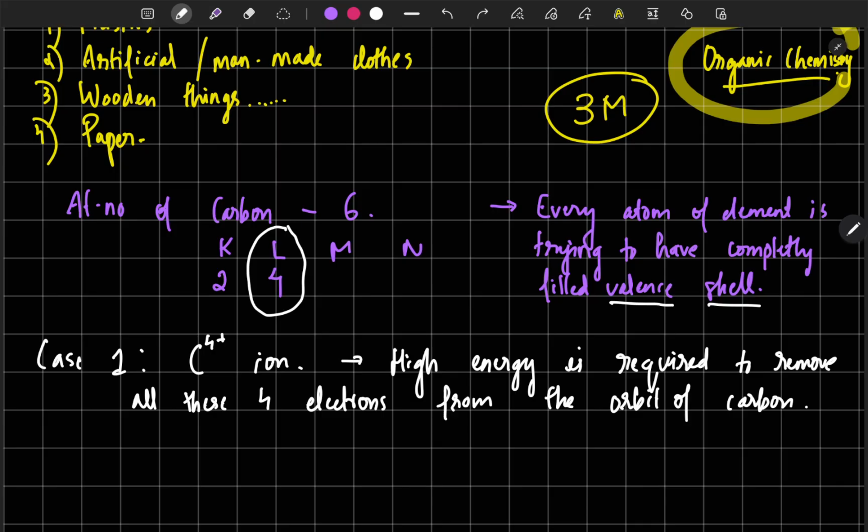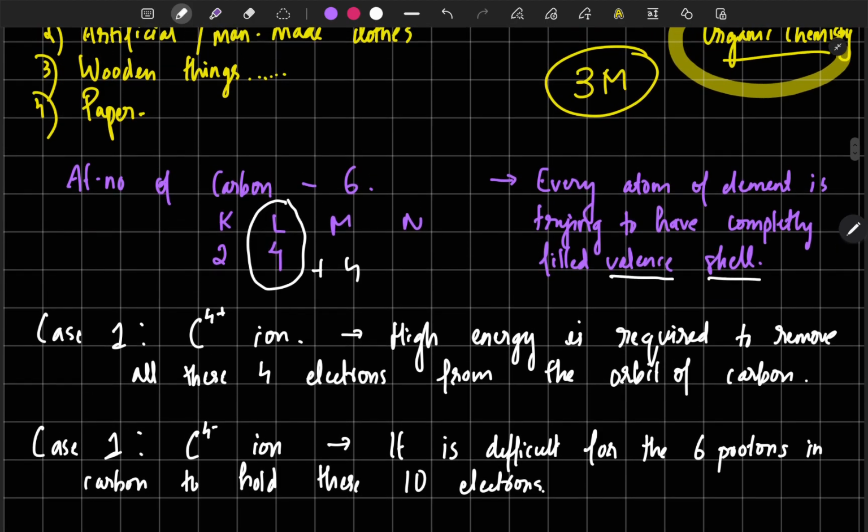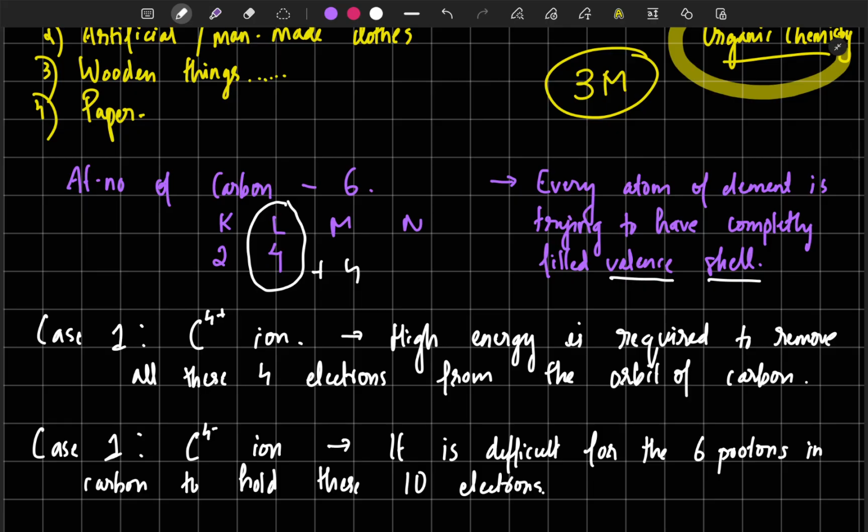Now case 2: carbon can also accept 4 electrons, and become 2,8, right? Carbon can take 4 more electrons from outside, then it will become a C4 minus ion. But here is also another problem. It is very difficult for the 6 protons in carbon to hold these 10 electrons. That is the main point here. So the C4 minus ion will be highly unstable, and carbon will not prefer to form a C4 minus ion or a C4 plus ion.